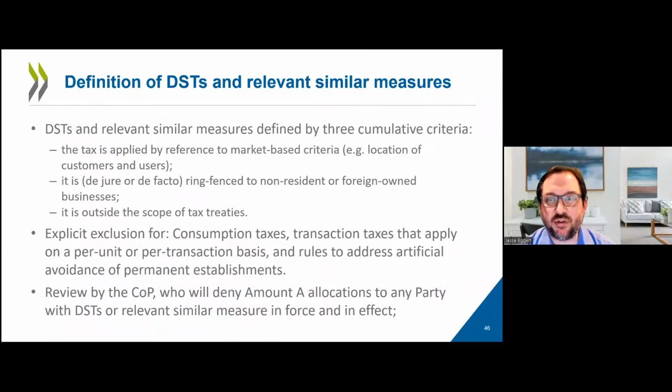But looking at that definition on the next slide, for measures other than the listed measures, there's a definition that uses 3 cumulative criteria. Is the tax applied by reference to market-based criteria like the location of customers or users, which is typical of DSTs, but not typical of traditional income taxes?